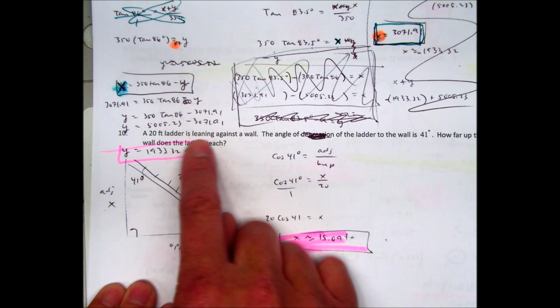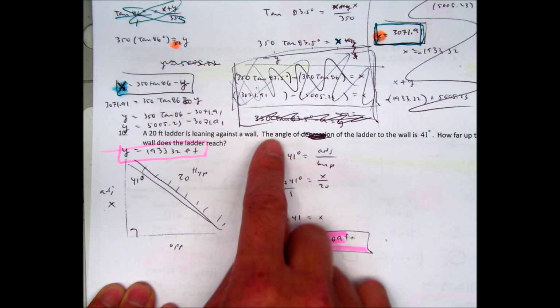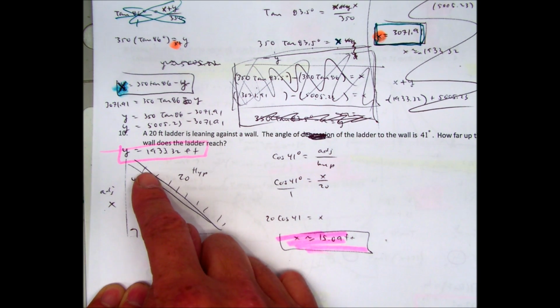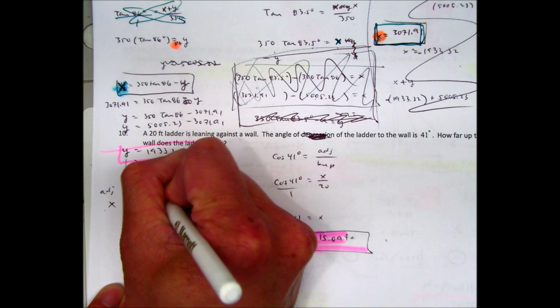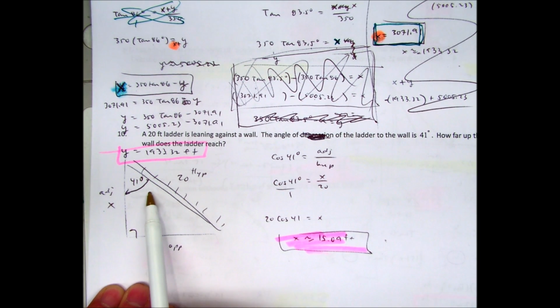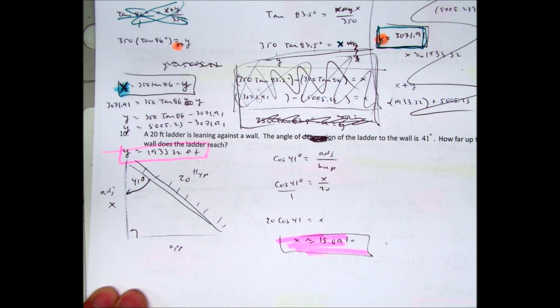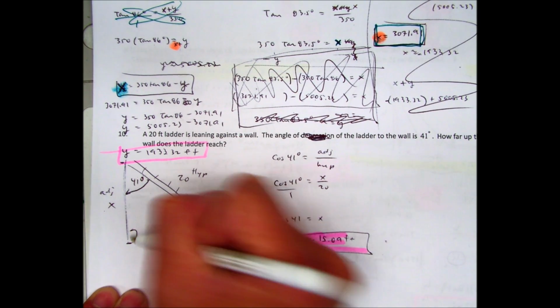A 20-foot ladder is leaning against the wall. So here's my 20-foot ladder. The angle, so I cross it off, the angle of the ladder to the wall is 41 degrees. How far up the wall does the ladder reach? They want to know the height at which the ladder goes on this side.